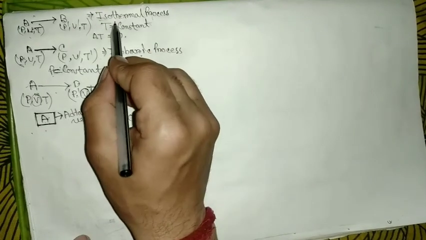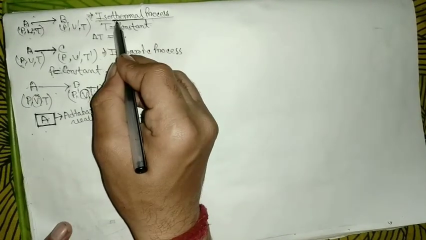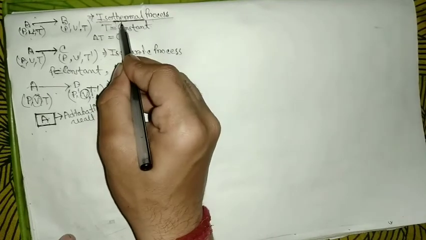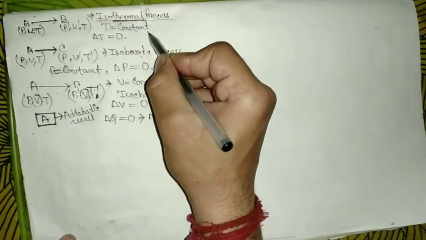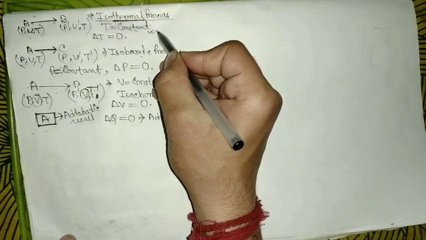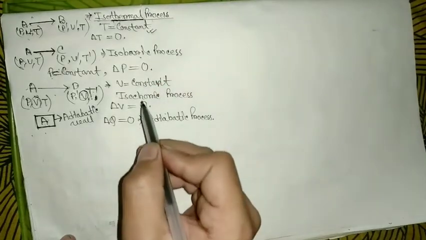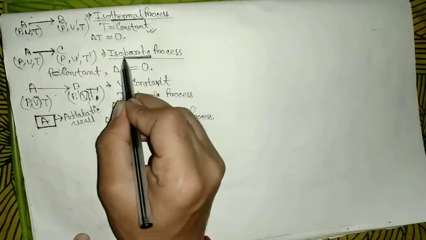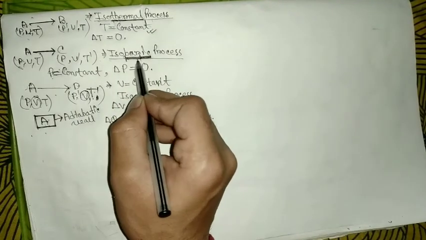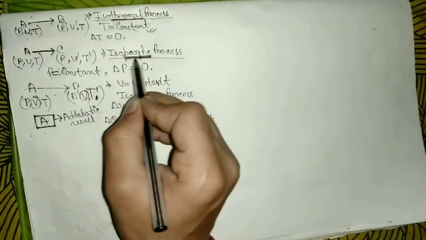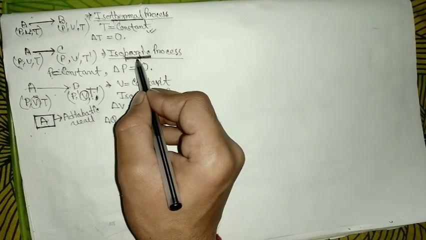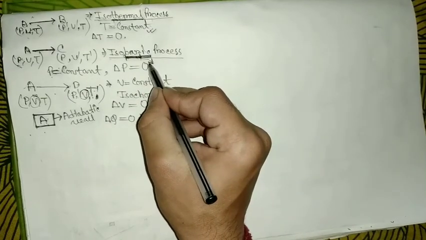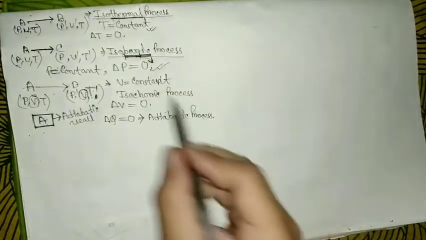One simple trick to remember these 4 types of processes. In case of isothermal process, in the word isothermal, the thermal term is correlated with the temperature. So we can remember isothermal is a process where temperature is constant. And in case of isobaric process, in the word isobaric, the term bar is a quantity which is the unit of pressure. So we can remember isobaric process is where pressure is constant.